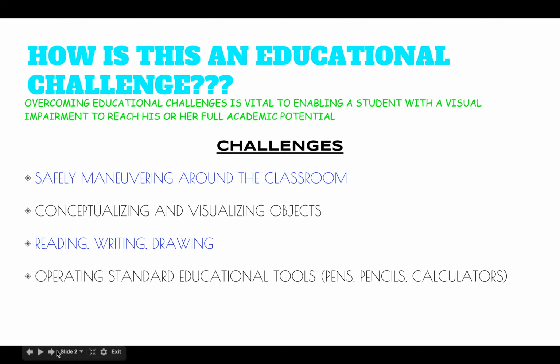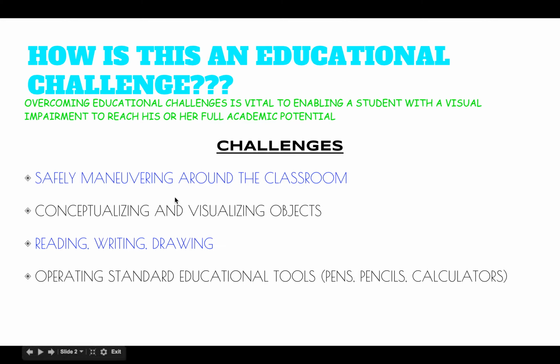How is this an educational challenge? Overcoming educational challenges is vital to enabling a student with a visual impairment to reach his or her full academic potential. Challenges of visual impairment. Students will have a hard time safely maneuvering around a classroom. Gotta keep as much clutter down as possible for a visually impaired student.